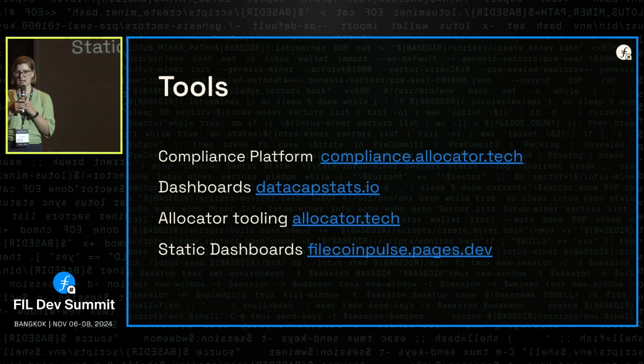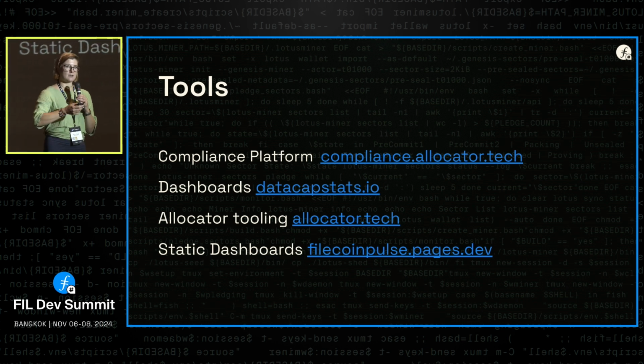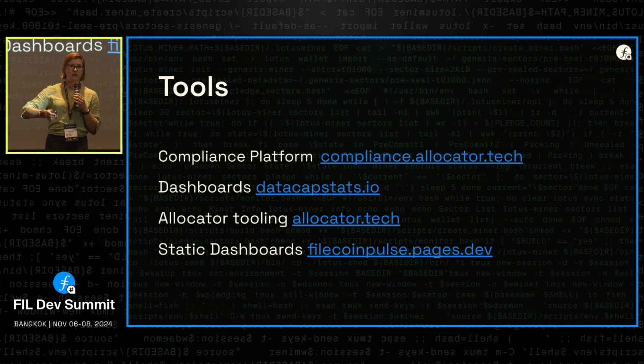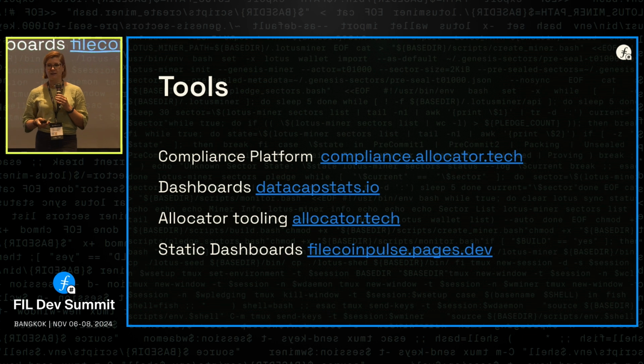Compliance allocator.tech produces compliance reports, and that's when we look at how our clients are performing, how our SPs are performing, and so on. This is a very nice image report that provides a comprehensive overview of how our clients are doing. We have dashboards on datacapstats.io. I was very pleased to see screenshots of those dashboards, including one that was released just yesterday that Juan included in his slides. So we are trying to improve that, and that's obviously an ongoing battle.